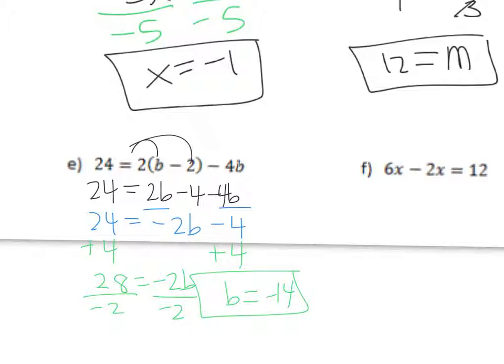And then letter F, 6x minus 2x is 4x. Divide both sides by 4, x equals 3.